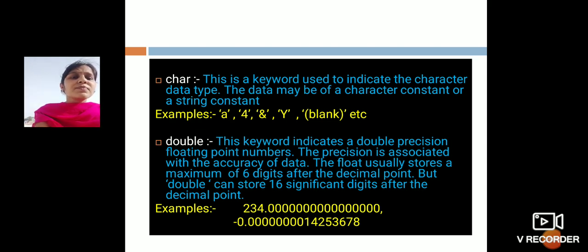So you can observe in the examples that more than 6 digits after the decimal point can be stored in the double, whereas in float, we can store only up to 6 digits after the decimal point.